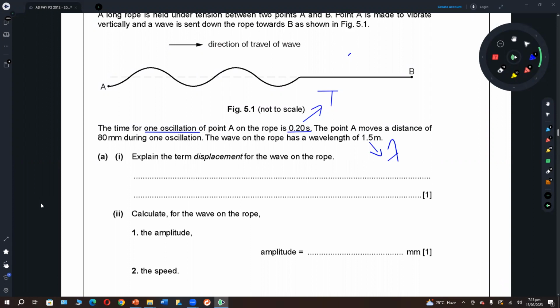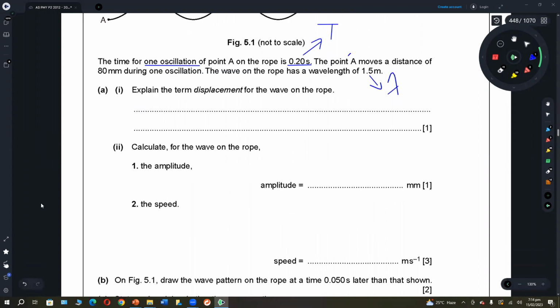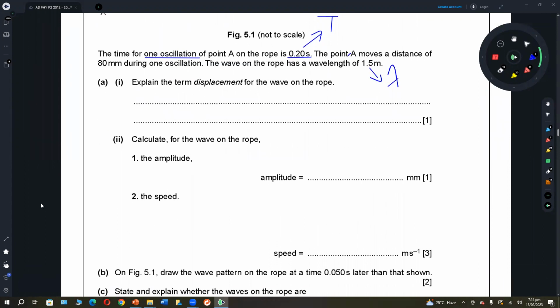You remember that when we were doing this chapter, we made some definitions. Did you revise some work from the notes? Yes, the displacement was the distance from the mean position, right above the mean position. So the concept is there. Displacement is the separation of an oscillating particle from the mean position.